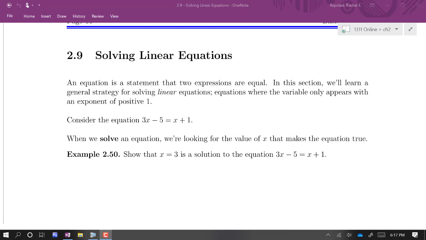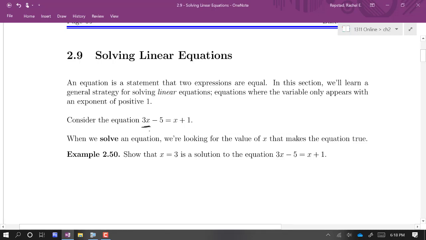Alright, we're going to turn our attention to solving some equations. We're going to focus on linear equations. We'll learn to solve different kinds of equations throughout the course, but right now we're solving linear equations, which just means that the variable appears with just an exponent of positive 1. So we don't have 3 over x or 5 times the square root of x. We just have 3x to the first, as we see in this example.